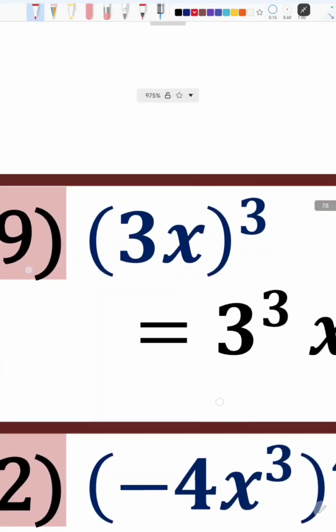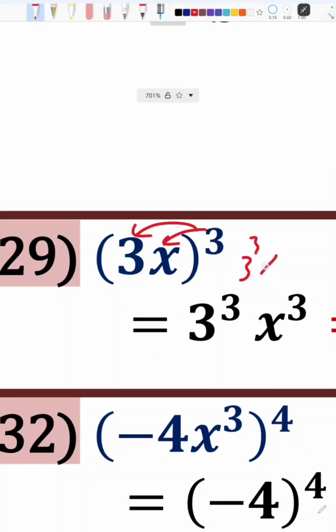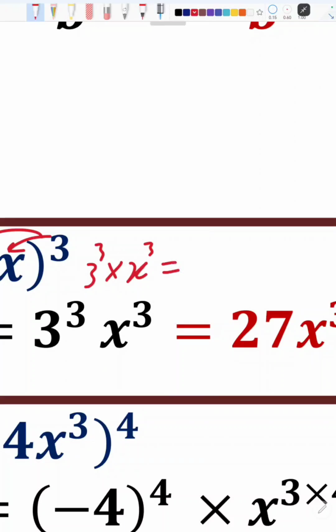In this case, again, 3x inside the parentheses, power 3. So it will be 3 power 3 times x power 3. 3 power 3 is equals to 3 times 3 times 3, which is equals to 27 times x power 3.